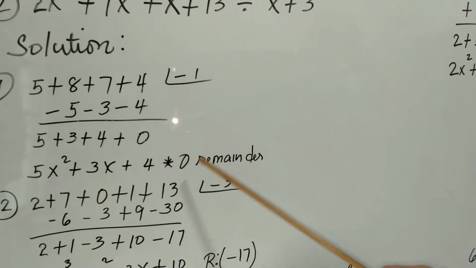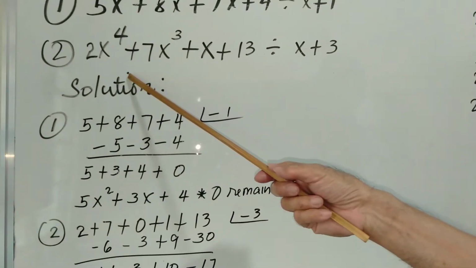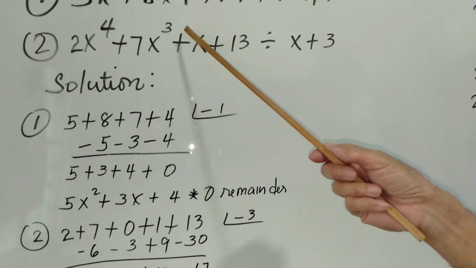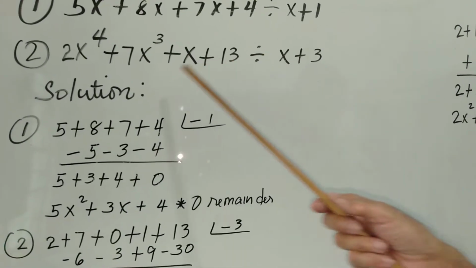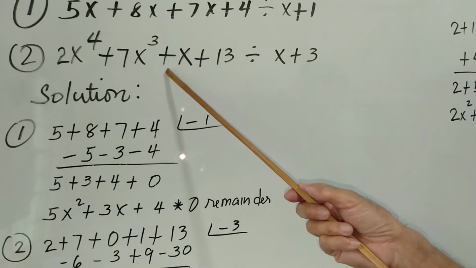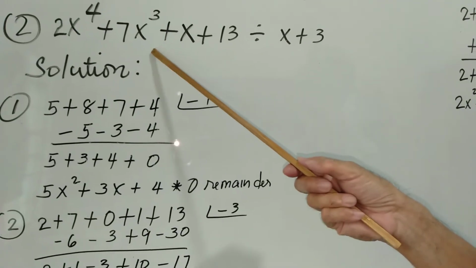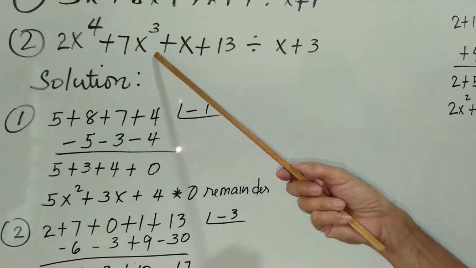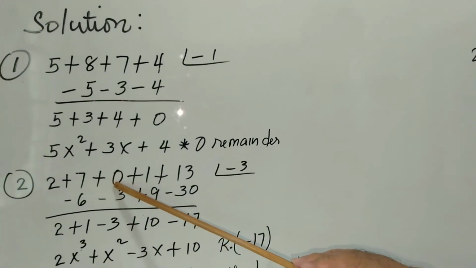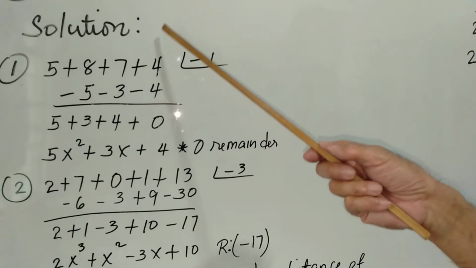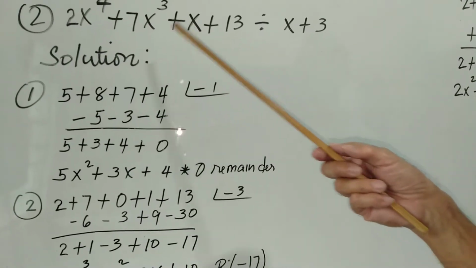So that's it. We have another sample here: 2x to the 4th plus 7x cubed plus x plus 13 divided by x plus 3. If you will notice, we have no coefficient for x squared. So we're going to supply the coefficient of x squared with 0. We now have a complete decreasing power of this polynomial.